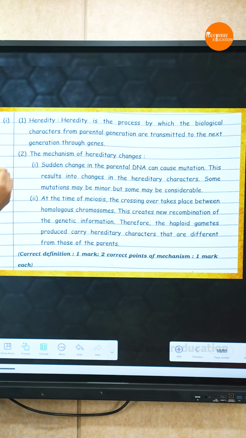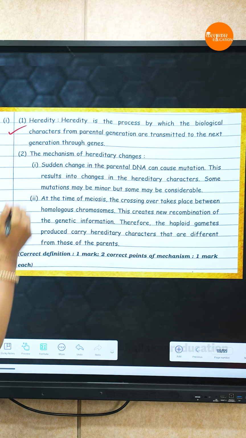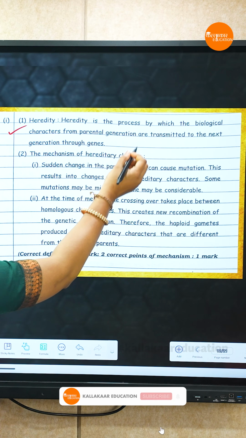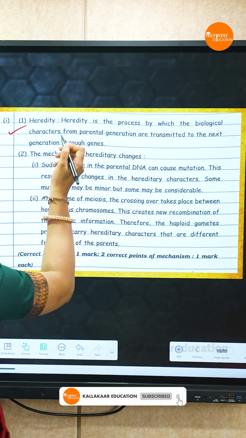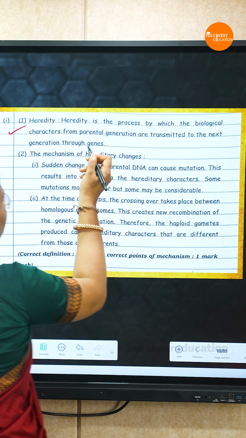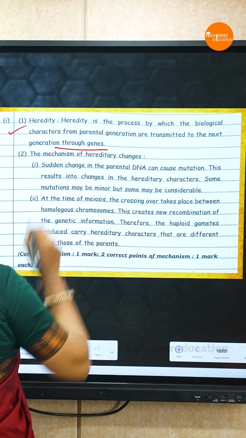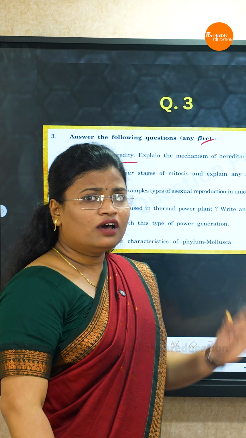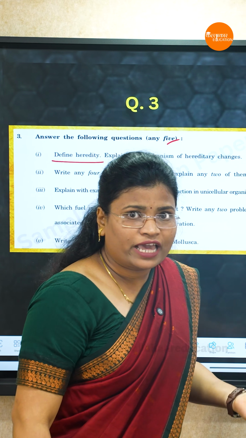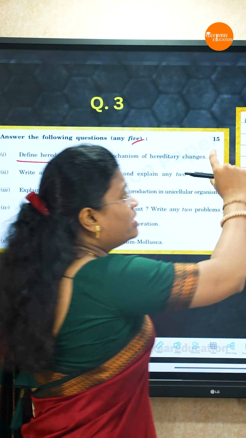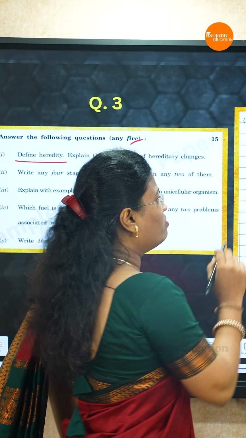So you have to first define heredity in your first point. Heredity is the process by which the biological characters from the parental generation are transmitted to the next generation through the genes. Through the genes is a very important phrase. So heredity is basically the transmission of biological characters from one generation to the next generation. For this definition you will get 1 mark.